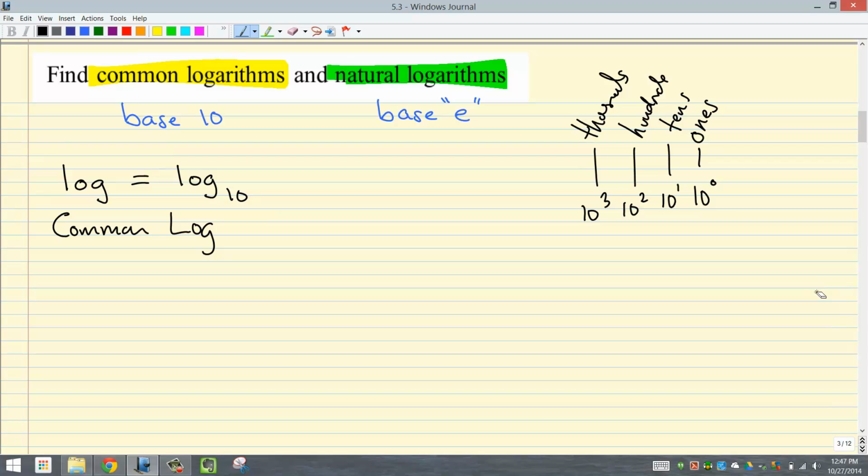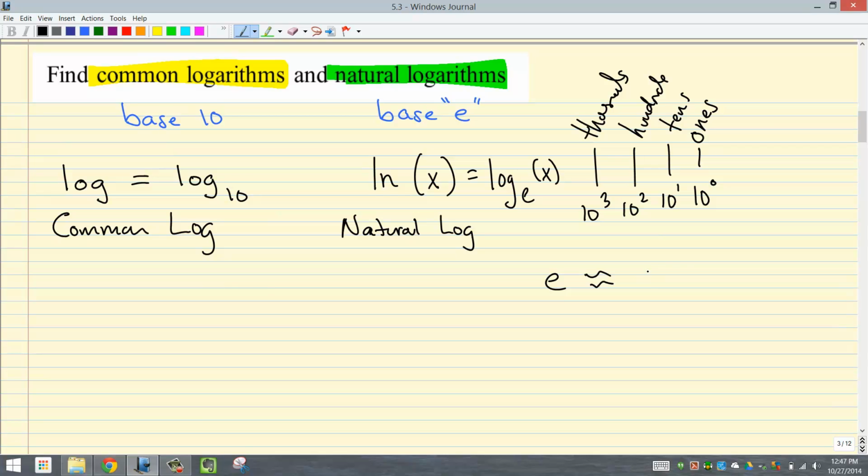Okay? The other type of log that you can have is called the natural log, and this is a base E system. And we'll say natural log. And this is called ln. ln of x. And this is base E. This is equal to log base E of x. So what is this number E? E is approximately 2.7. And it's called Euler's number, or Euler's constant.